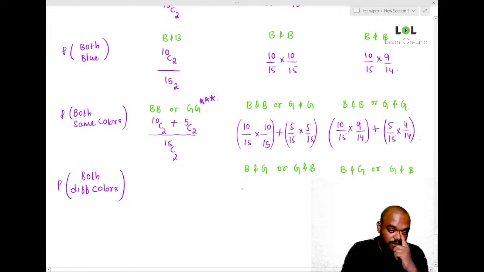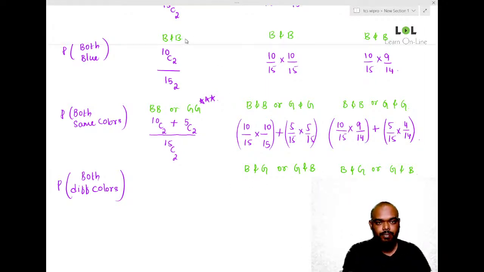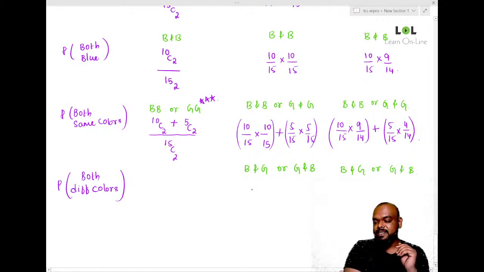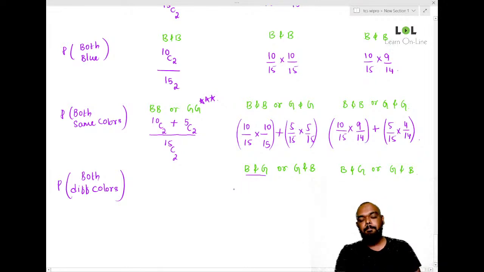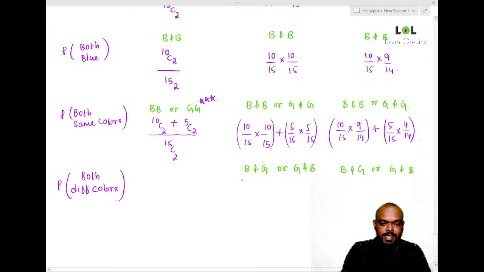Tell me, one after the other without repetition. Blue and green. You guys give me the answer. Blue and green. What do I write here? Blue is 10 out of 15 and green is 5 out of 15. Pretty simple. Or here as well same. Green will be 5 out of 15 into blue will be 10 out of 15. This is not a difficult part.